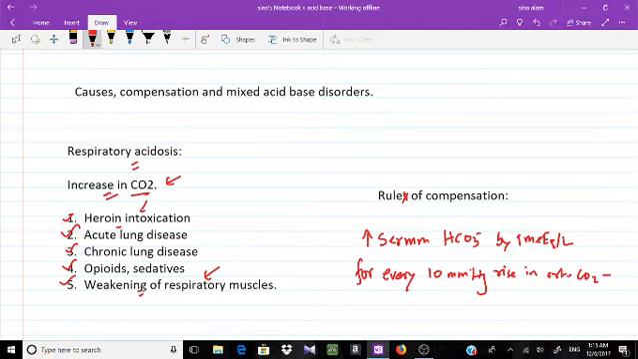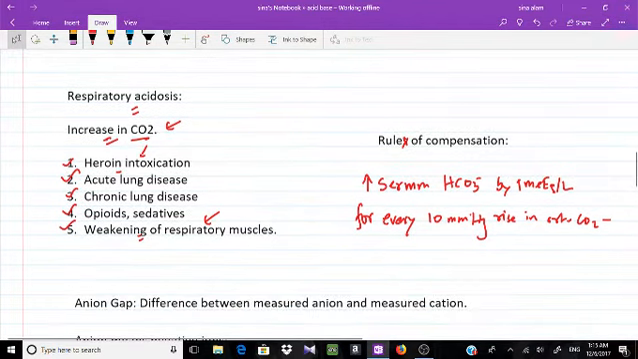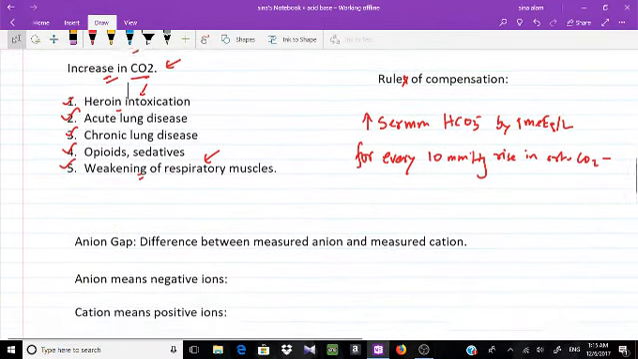You need to apply this rule. You need to see if the bicarbonate is changing according to the rule. If it is not following the rule, then you suspect it's not a compensation. There may be a mixed disease going on here, mixed acidosis, alkalosis, or maybe tubal acidosis is going on here.